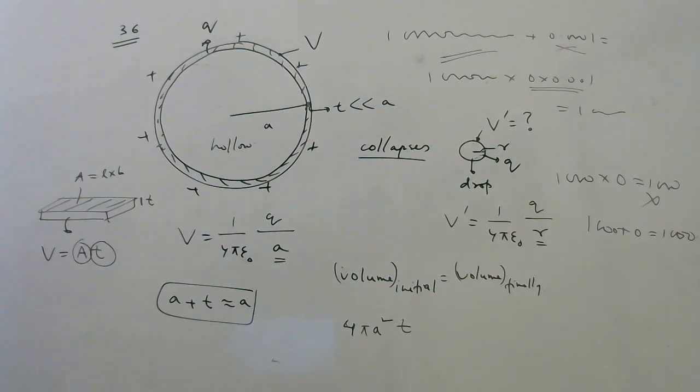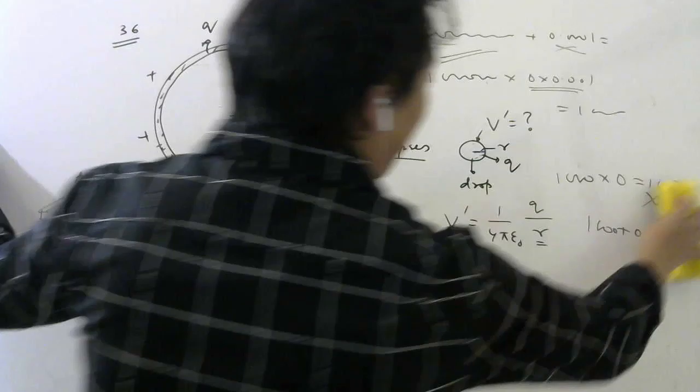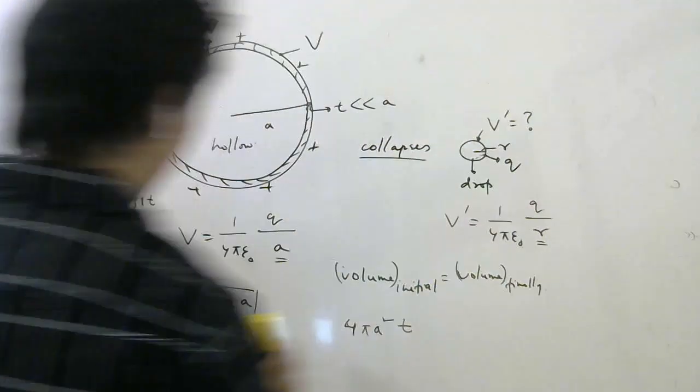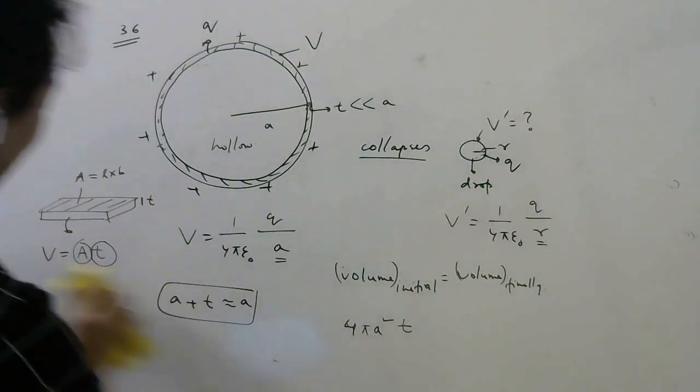Right, 1000 plus 0 is 1000. 1000 into 0 is not 1000. So while multiplying a small number, you cannot neglect the small number. While multiplying, you cannot neglect.